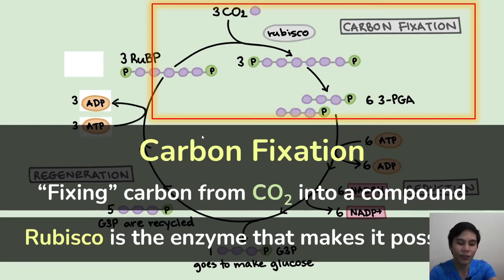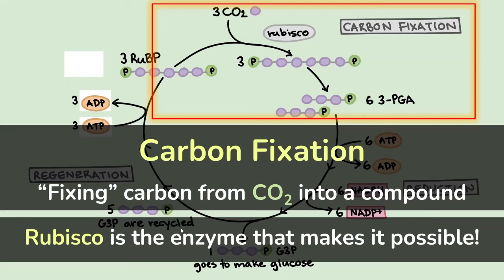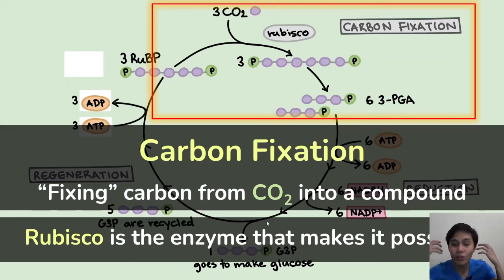And what does this fixing is Rubisco, an enzyme that makes carbon fixation possible. Rubisco is one of the most important enzymes to life in general, because without it, there would be no such thing as photosynthesis. So what happens in carbon fixation is that your RuBP, or ribulose bisphosphate, is being fixed with carbon from carbon dioxide to become an unstable 6-carbon compound. This doesn't last very long, so we don't need to know its name.